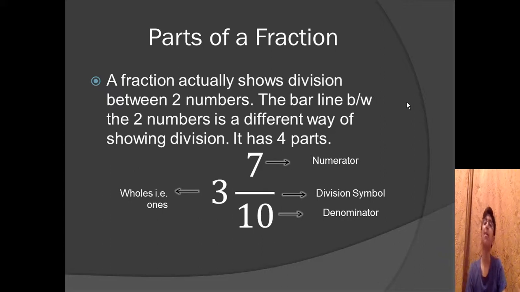Wholes are the part of the ones which are completed in this fraction. So we will discuss it later on. Let's move on.